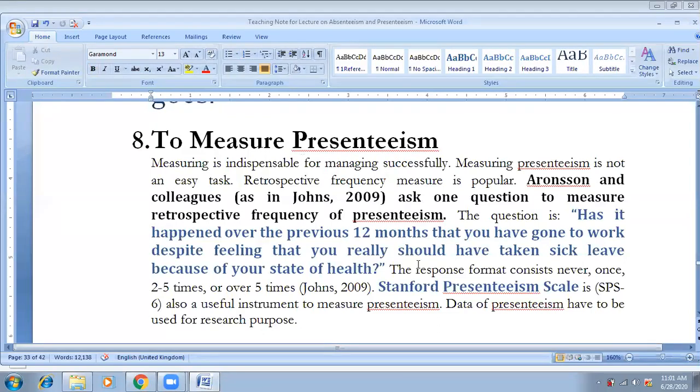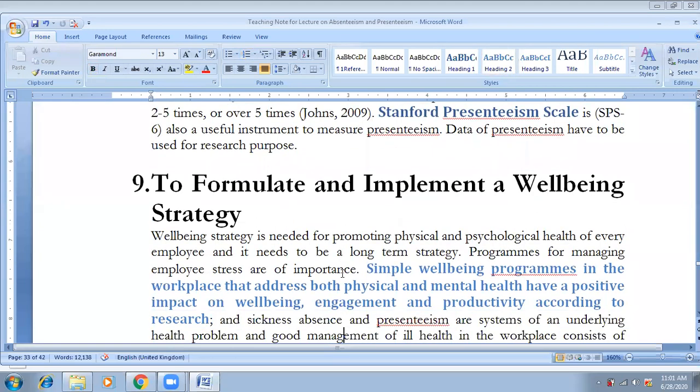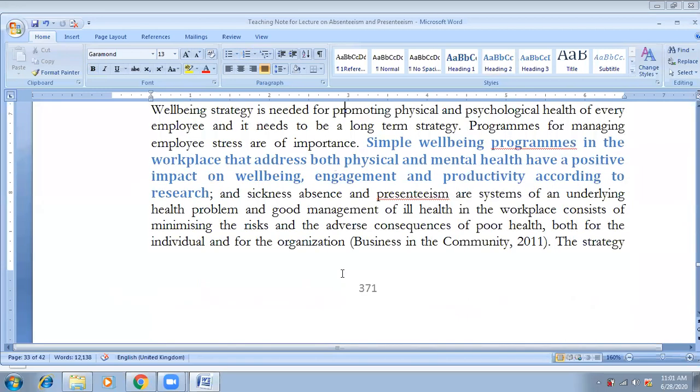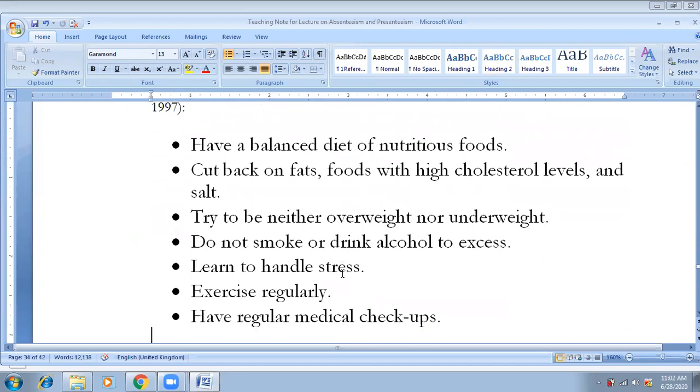Then another popular measurement is the Stanford presenteeism scale. If the time permits, I will deal with this, but it has been given as an exercise, as an activity. Then to formulate and implement a well-being strategy, that is another strategy. We can formulate and implement simple well-being programs in the workplace, addressing physical and mental health. The HR departments and HR managers can do that.